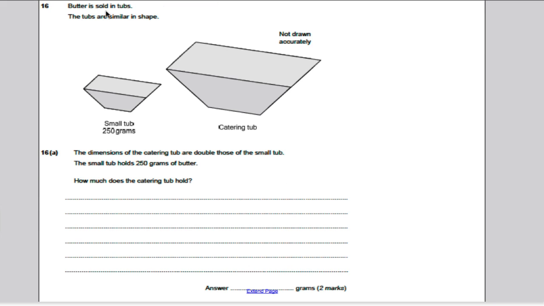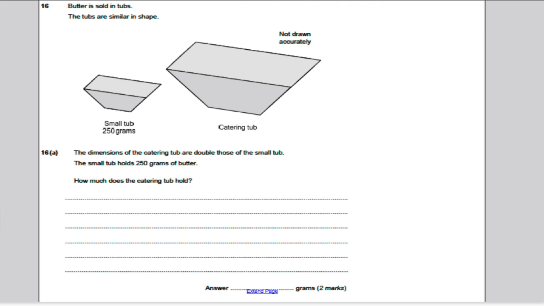16. Butter is sold in tubs. The tubs are similar in shape. Two shapes are similar if one is an enlargement of the other. So the small tub contains 250 grams. The dimensions of the catering tub are double those of the small tub. The small tub holds 250 grams of butter. How much does the large tub hold?